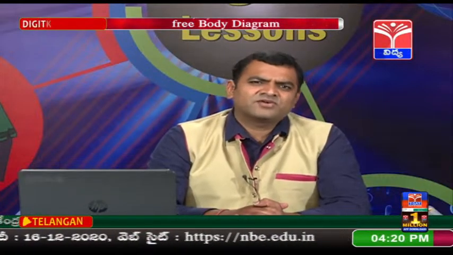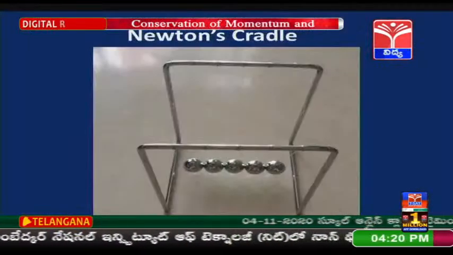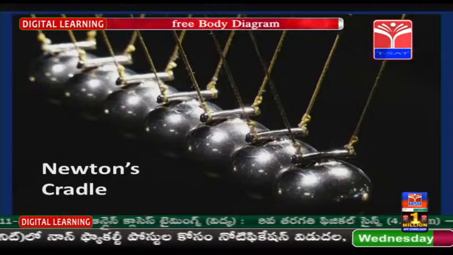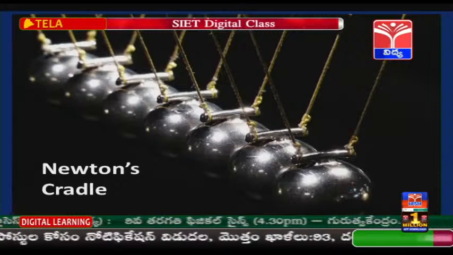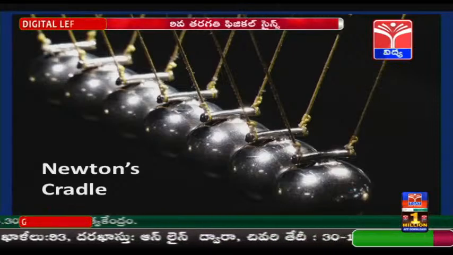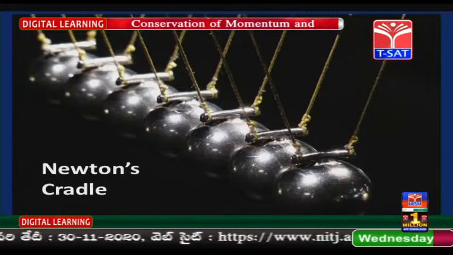So far we have discussed impulse. Now, let us see what happens in a collision. To understand what happens in a collision, I would like to introduce Newton's cradle. This is a Newton's cradle. Here are some bobs which are made of steel, which will be heavy. If you displace one ball and release it, that hits, and the last bob will be displaced.